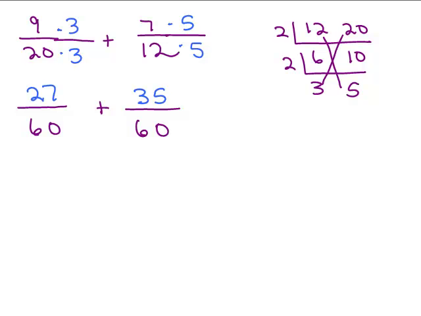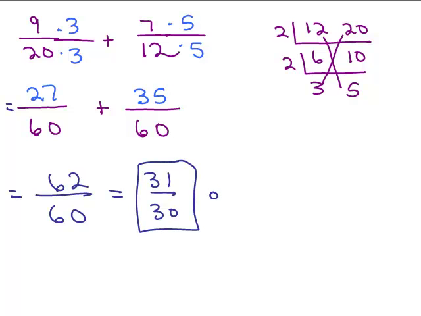So what does that give me? Well, 60ths. But 27 and 35 is 62. It's kind of like that last problem, not reduced. Let's reduce it first. Divide the top and bottom by 2. 31/30. That's an okay answer. Or change it to a mixed number. And of course, you could have changed 62/60 to a mixed number first and then reduced the fraction as well.